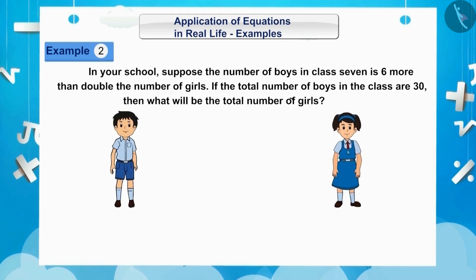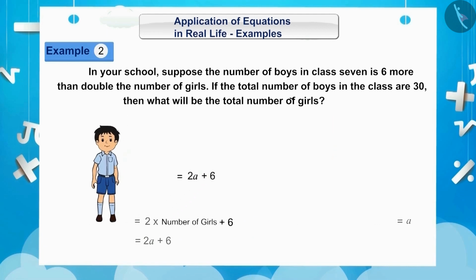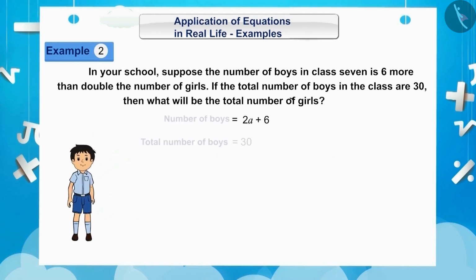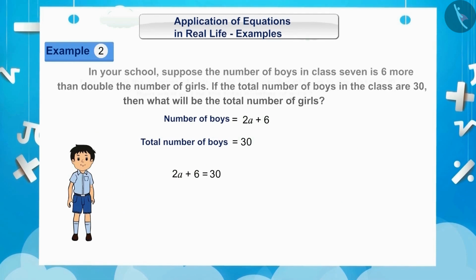If we suppose the number of girls in the class to be A, then the number of boys is equal to 2A plus 6. In our question, it is given that the total number of boys is 30. Then our equation will be something like this: 2A plus 6 is equal to 30. Let's solve it and find the total number of girls.